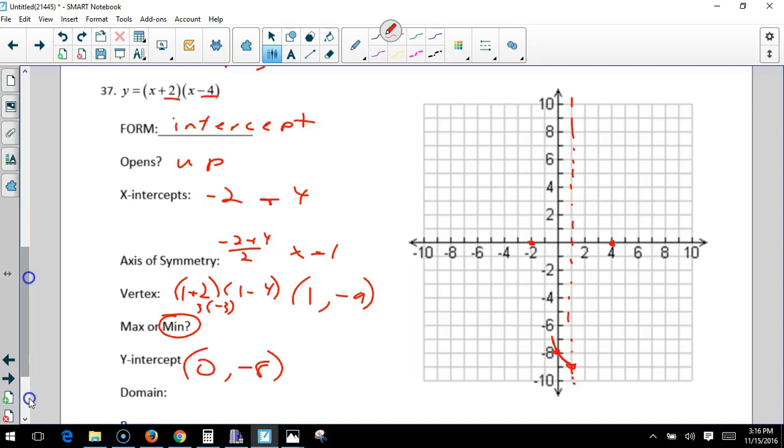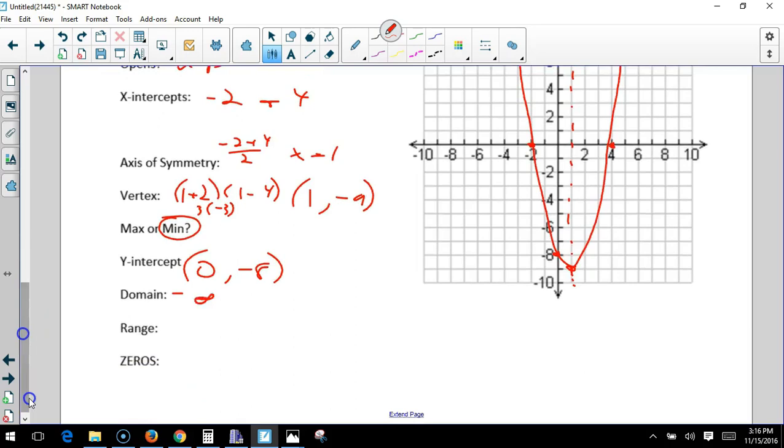Once again, use your calculator. There's your sketch. The domain, again, -infinity to +infinity. The range, how low does it go? That's our y from our vertex, right here. And how high does it go? Up to +infinity. And we already said our zeros were at -2 and 4.